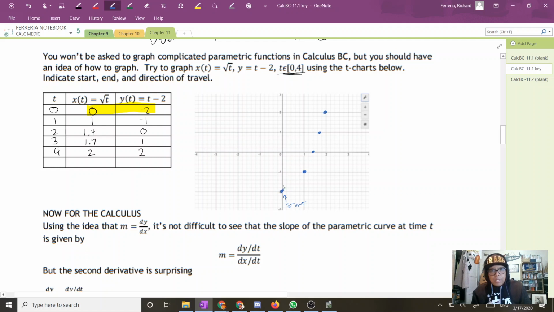So this traces out a nice gentle curve, which I've totally messed up with that as the end. We'll go ahead and put some arrows in here to indicate direction of travel. And that's graphing a parametric function. You don't really have to graph anything too nasty here in calculus. It's just a simple parametric equation.